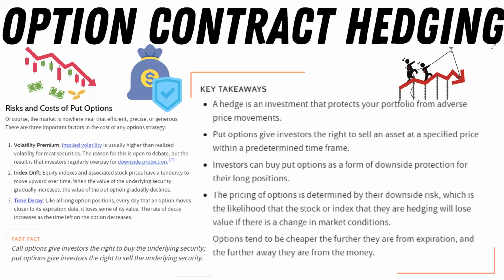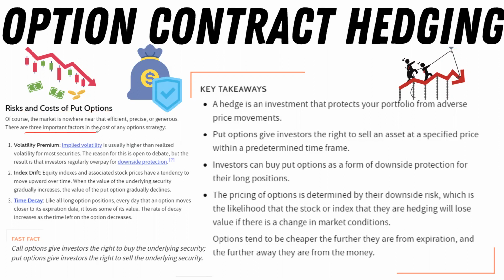We'll go over some key takeaways, the risks and costs of put options, as well as go over an example using the S&P 500 of how it would have performed, based off of where the S&P moved, if it moved up 5% or if it fell 5%, etc. You can see how your portfolio would have actually been affected having a hedge on there. So the first thing we'll start off with is the risks and cost of put options.